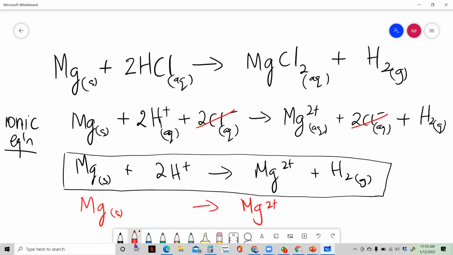It lost... Is it that it loses the 2? Very good. So what has happened is that magnesium has lost 2 electrons. See that? So magnesium has actually lost 2 electrons. So if magnesium is losing electrons, what has magnesium undergone? Oxidation or reduction? It's oxidation. Oxidation. Very good. All right. So now you see where you can start using your ionic equations.